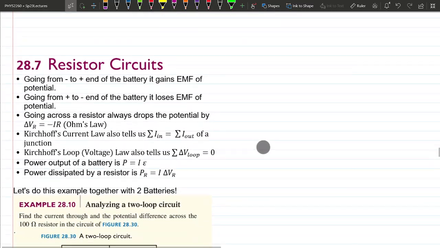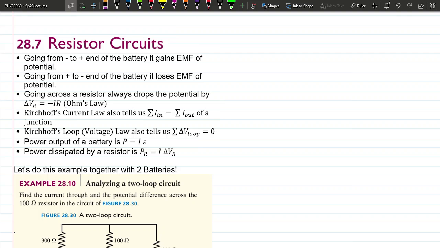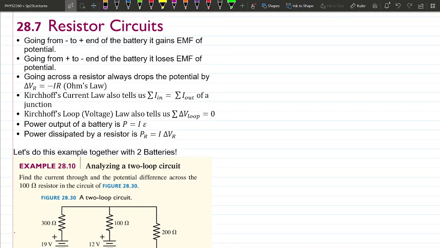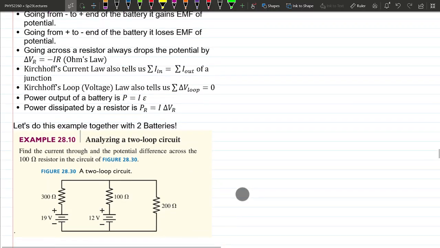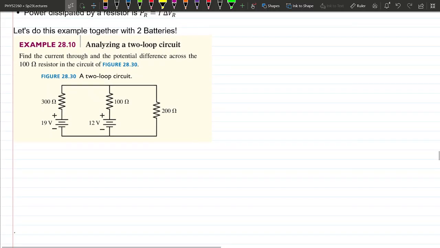Okay. All right. Now, let's collect all this stuff together, right? And try to analyze a resistor circuit. This is one of the combined things in this chapter that's going to be important for us to figure out how to do, okay? So let's go through the analysis of maybe this circuit where there are multiple resistors and multiple batteries also, right? Okay.